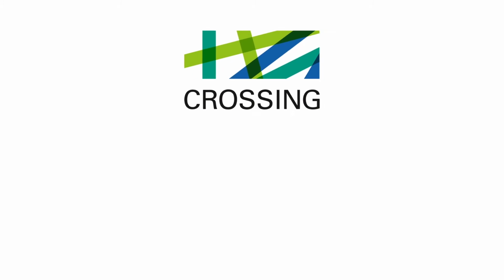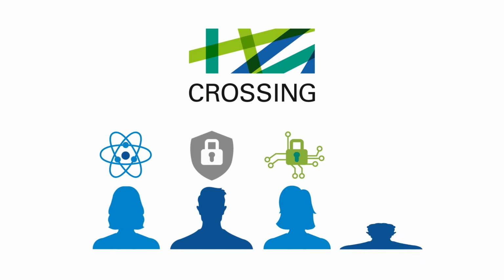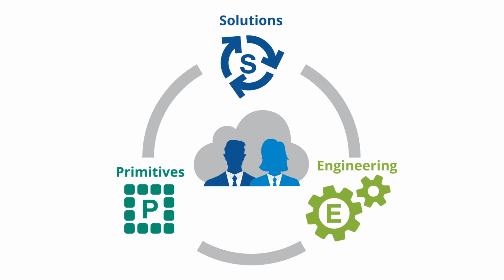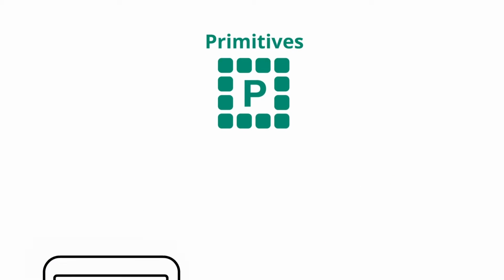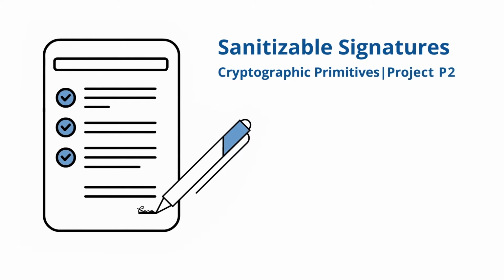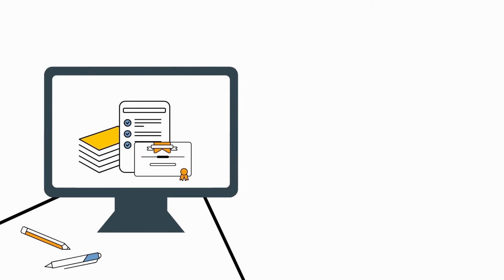CROSSING is a joint effort of scientists from quantum physics, cryptography, system security, and software engineering, who collaborate in 3 interconnected project areas. In Project P2, CROSSING is doing research on sanitizable signatures. Today, transferring documents via the internet is part of everyday life. As a result, traditional methods to ensure the credibility of a document need to be adapted to the digital world.